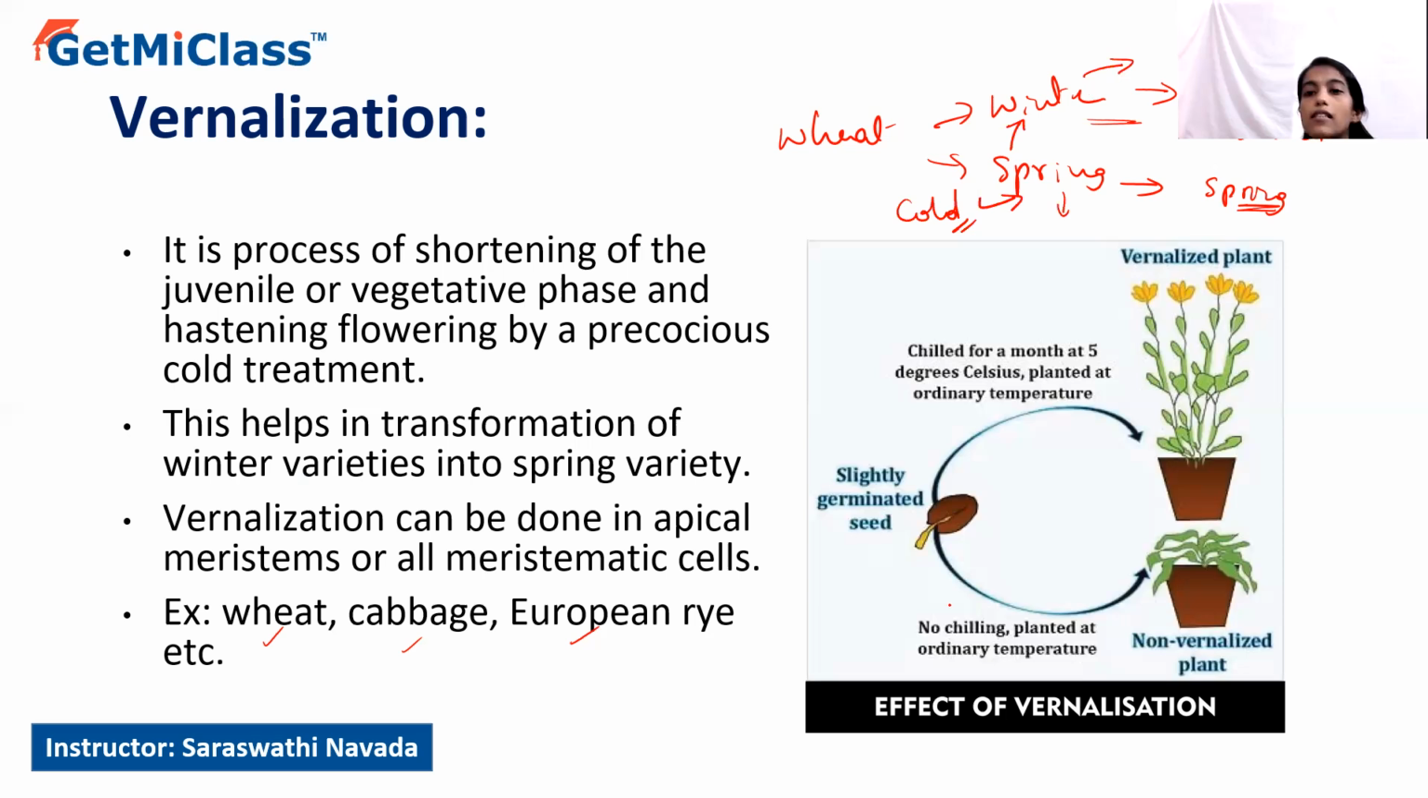Here we can see the diagrammatic representation. It is a slightly germinated seed. If it is chilled for a month at 5 degrees Celsius, or given a cold treatment of 5 degrees Celsius, and then planted at ordinary temperature, it induces flowering very quickly in such plants, whereas the untreated or non-vernalized plant will still be in the vegetative phase itself.